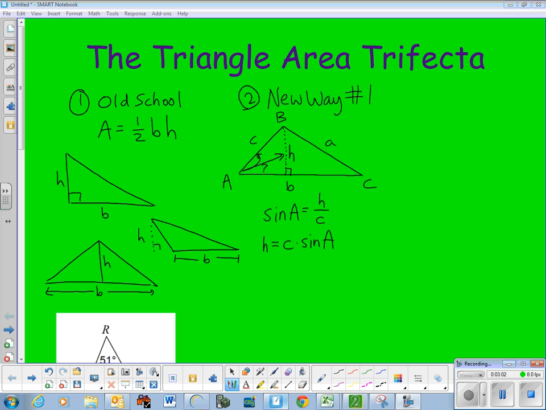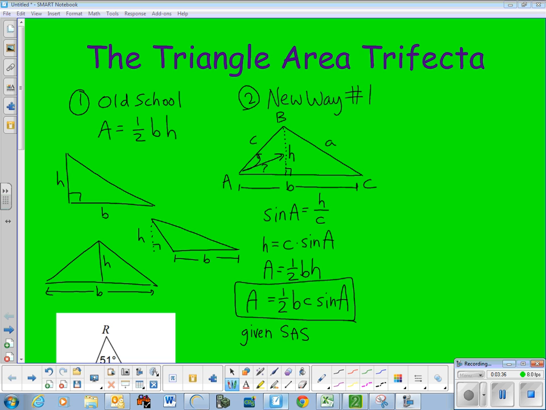Okay, so now I have an expression for the height of this triangle in terms of one side c and one angle A. Now, if I put that together with my old formula, 1/2 base times height, I get 1/2. The base is actually little b, that's down here, and the height is c sine A. This is way number 2. If you know side angle side, right? If you know b, c, and angle A, then this is the perfect way to find the area.